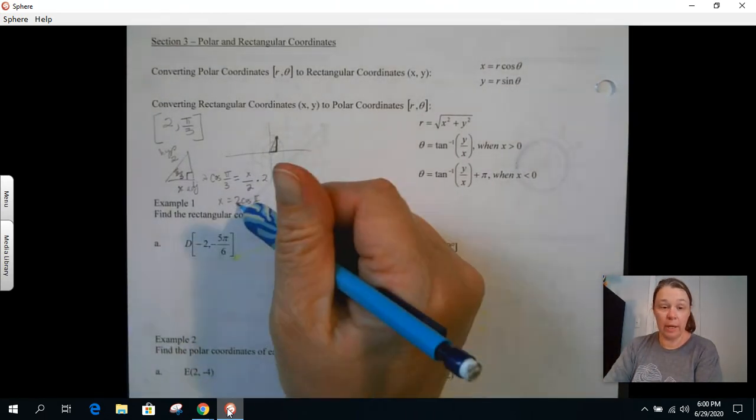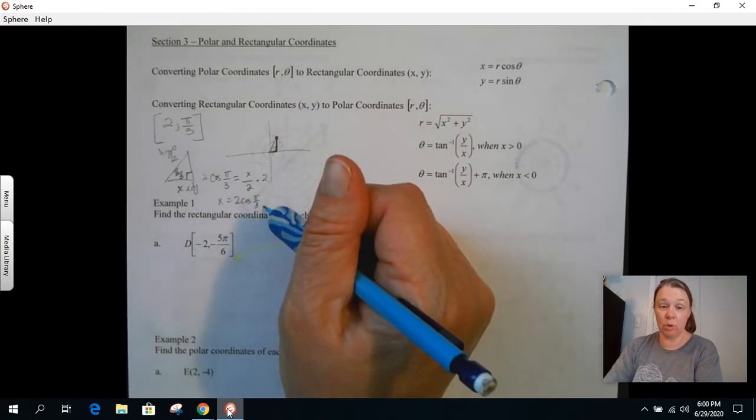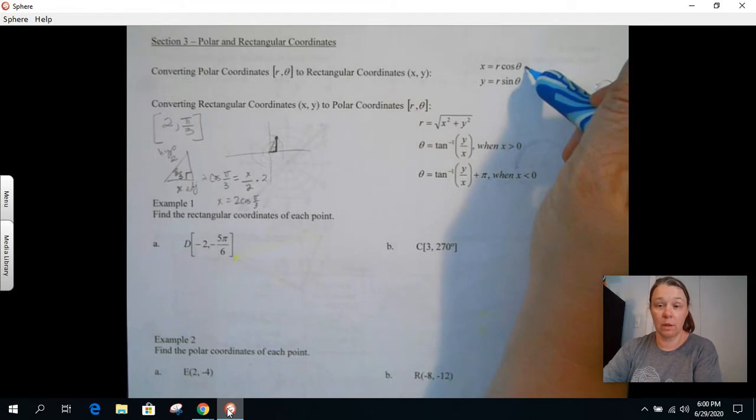So 2 was my radius, pi over 3 was my angle. To find my x value in general, I can do the radius times the cosine of the angle. That should sound super familiar from chapter 8, right? That's how we found the horizontal component.